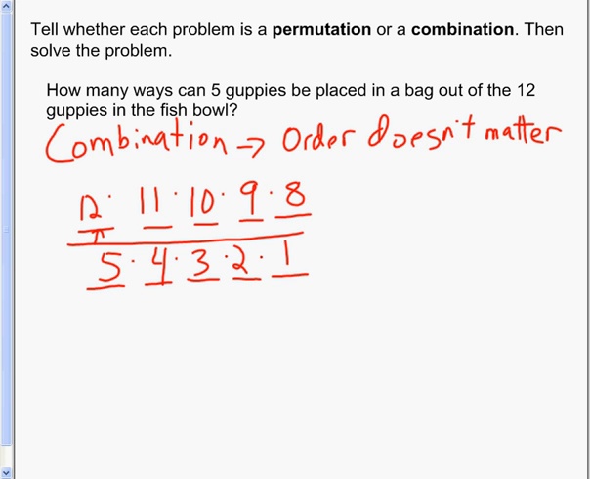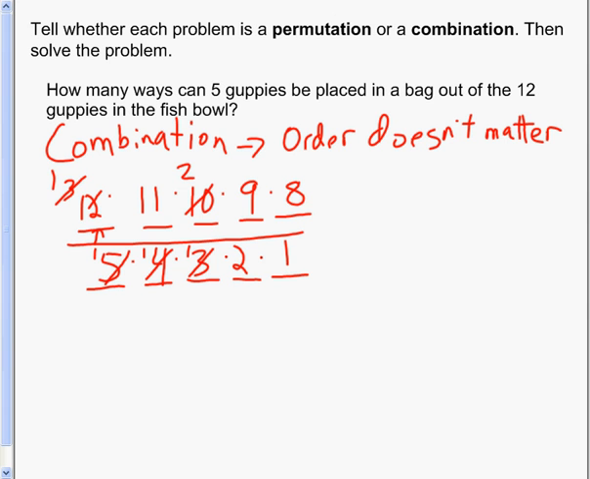Now, 5 goes into 10 twice. 4 and 3 are going to both go into 12. 4 goes into 12 3 times. 3 goes into 3 once. So now we got rid of a complete number. We don't need to multiply by 1 here, because we know any number times 1 is going to be itself.